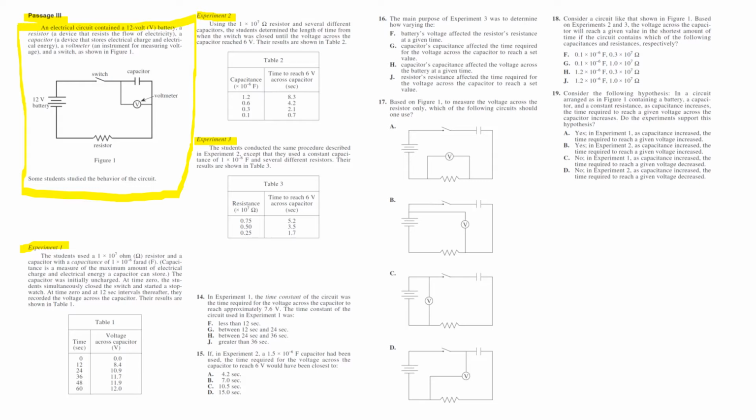So in this one, it looks like we're using electricity, an electric circuit. And then we have time, changes in voltage across the capacitor. So voltage is here, I guess. In experiment 2, capacitance changes, and time to reach 6 volts is what we're looking at. In table 3, resistance changes, and time to reach 6 volts changes. So just the basic differences are the different things we're looking at. Less than a minute, and you're to the questions.